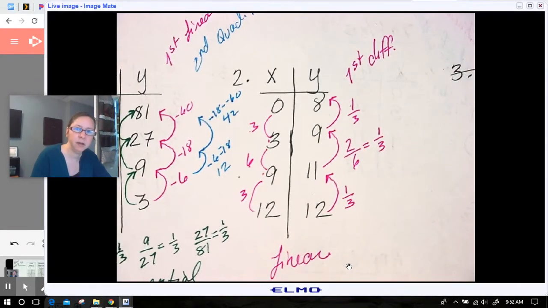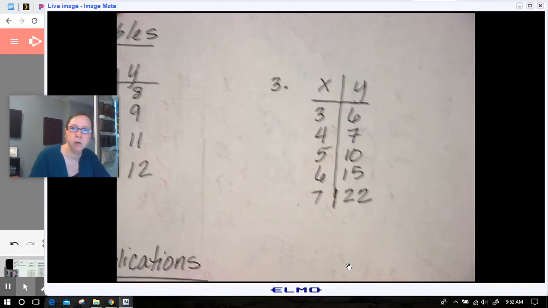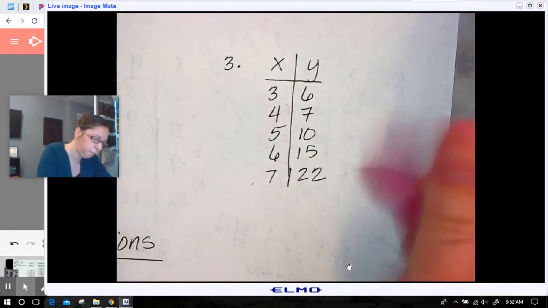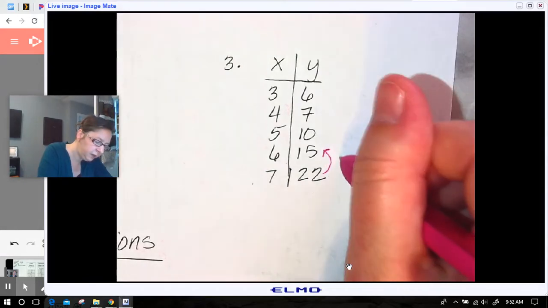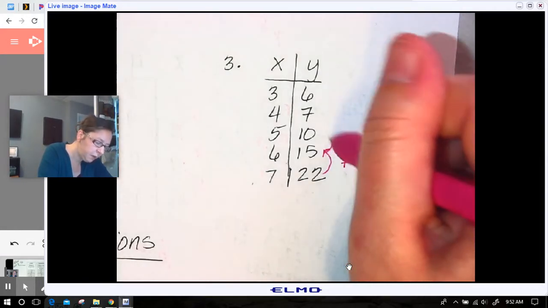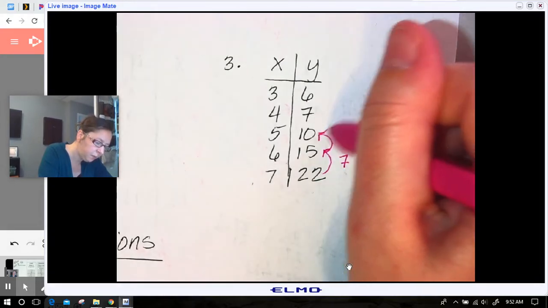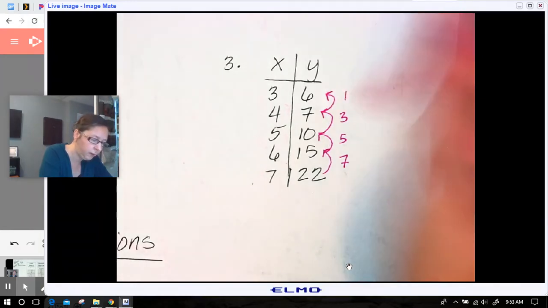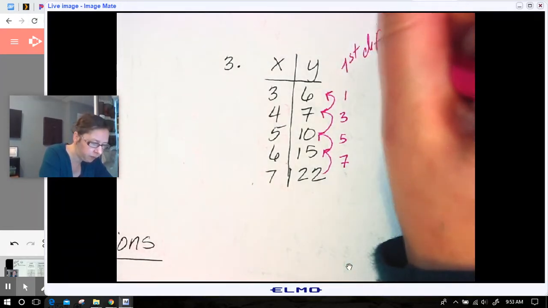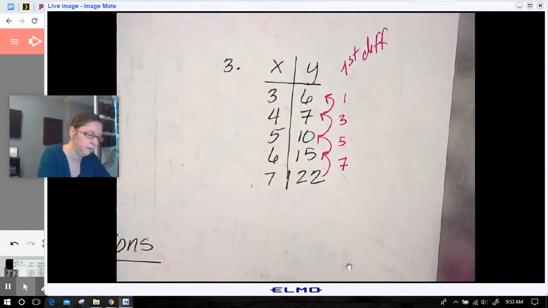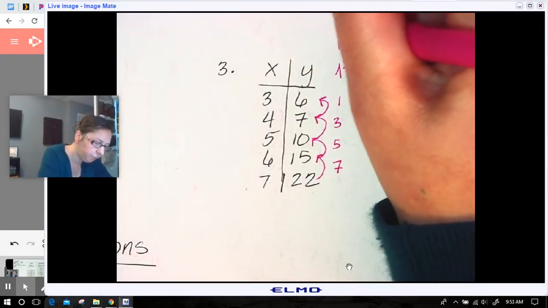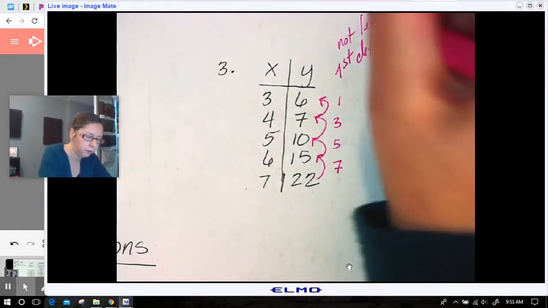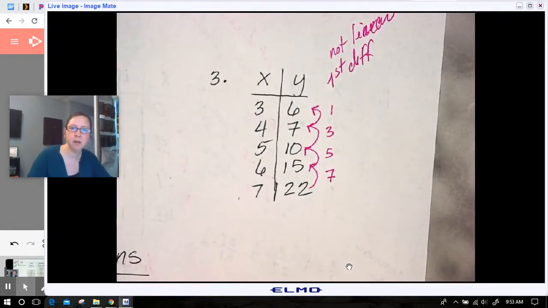All right, let's look at example 3. Like I said, I always start out by finding the first difference. 22 minus 15 is 7. 15 minus 10 is 5. 10 minus 7 is 3. 7 minus 6 is 1. This is our first difference, so this is not linear. Let's try to find our second difference.